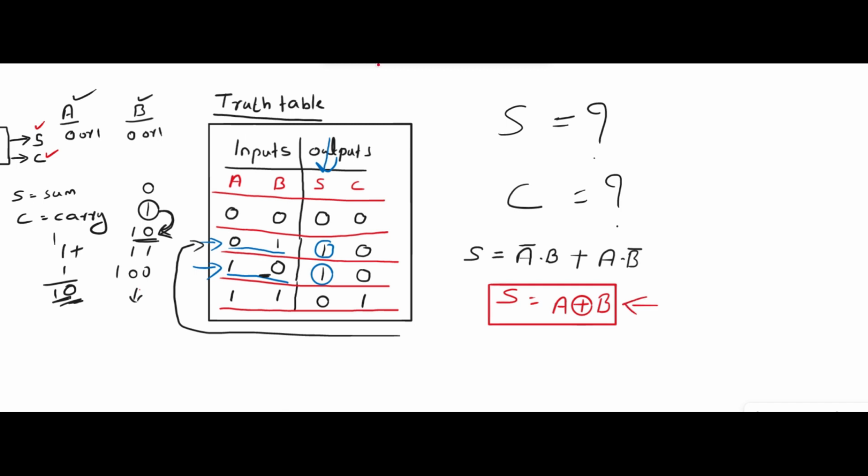So sum is A XOR B. This is the standard equation. This is also correct. If we want to write it in a standard form, the sum of a half adder is A XOR B.